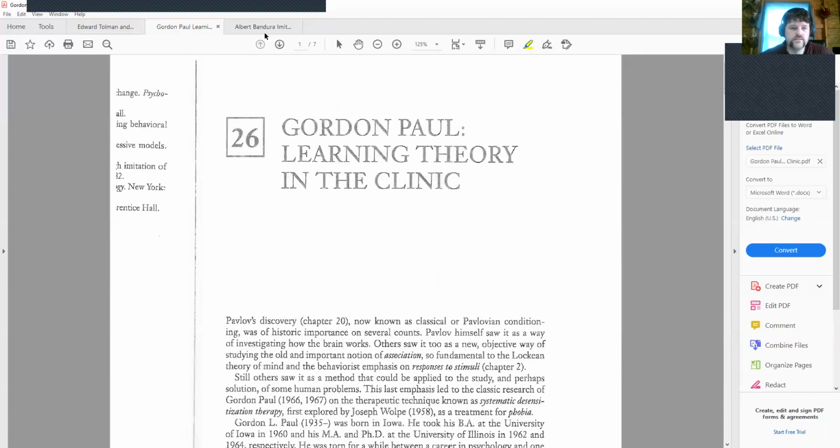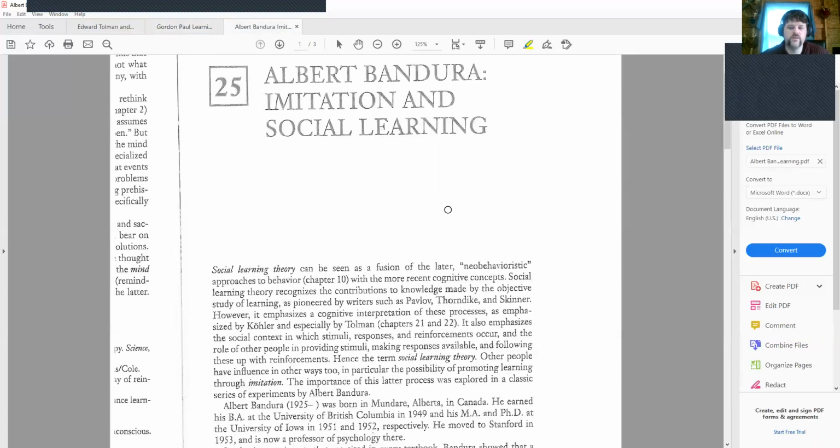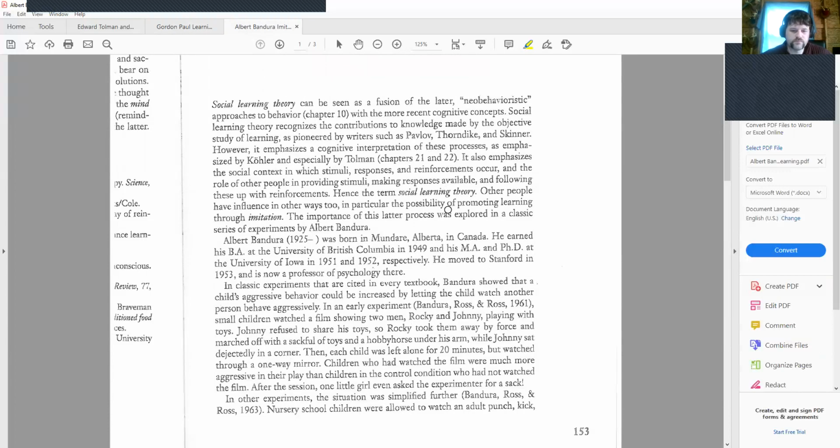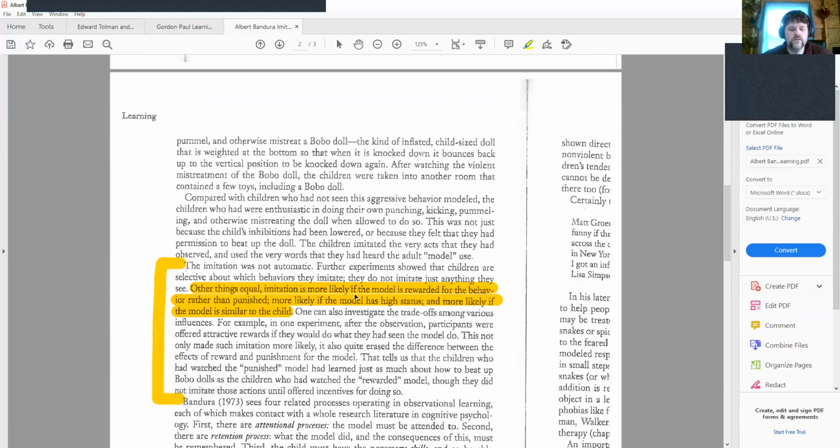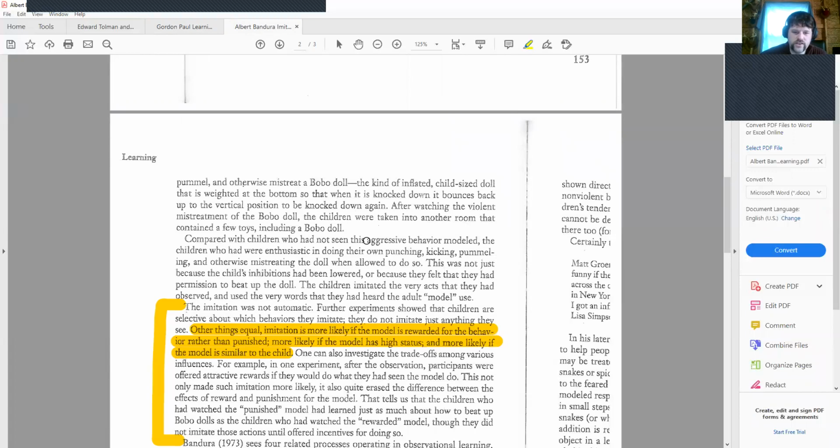And then last but not least, of course, Albert Bandura, Imitation of Social Learning. So you watch this video, the Bobo doll video that I posted, hopefully. And we're looking at imitation and social learning. So the idea was you have these kids watch someone beat up a Bobo doll, this kind of inflated thing that you can smack down and it pops back up. You can punch it, kick it. They use bad language or some sort of aggressive language.